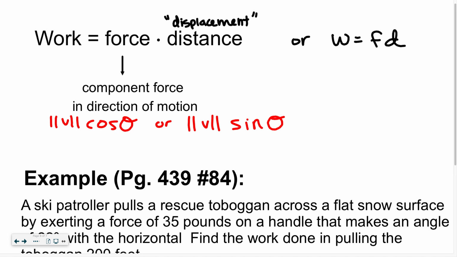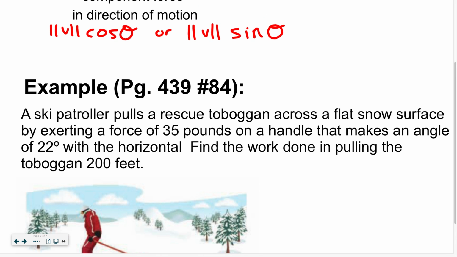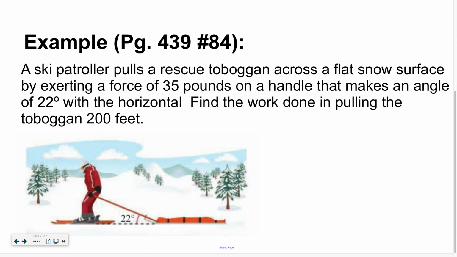So this is actually an example. I don't think it's one of your homework problems. It's on page 439, number 84. If you want to write something down about it, you can, so you can go back and look at it. We've got a ski patroller, this guy right here, pulling a rescue toboggan across a flat snow surface by exerting a force of 35 pounds on the handle that makes an angle of 22 degrees with the horizontal.